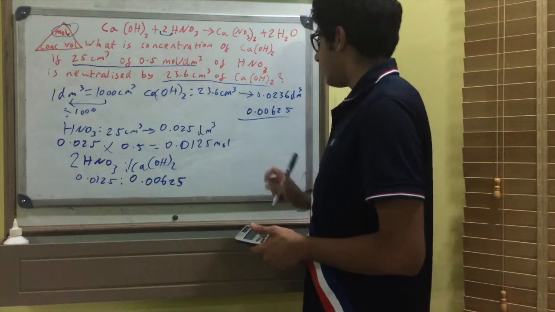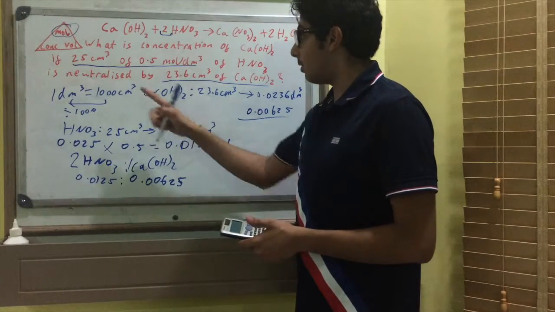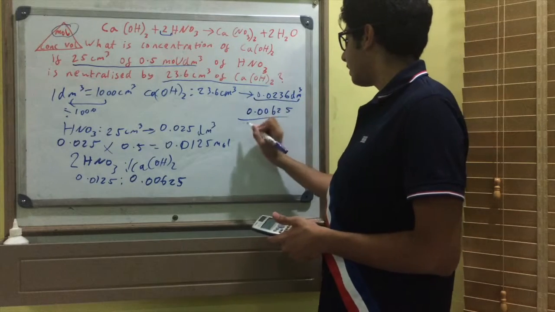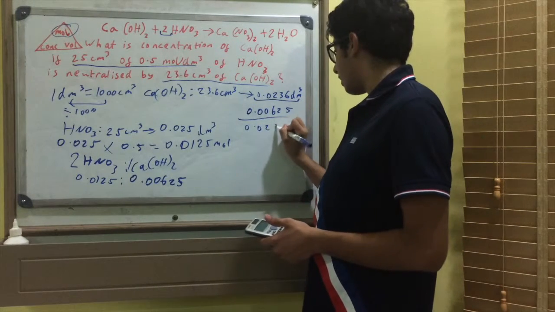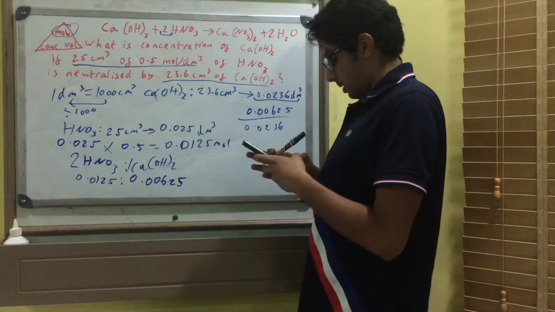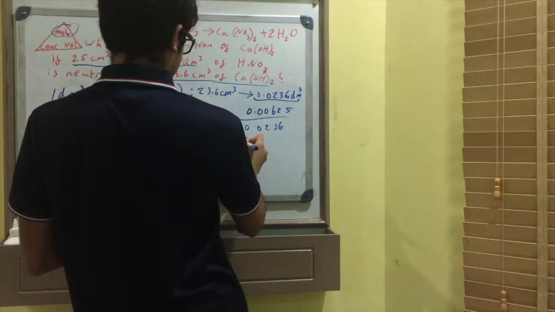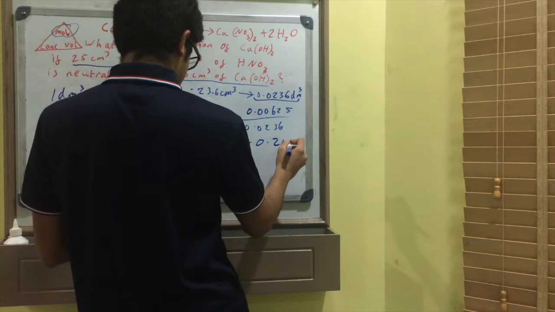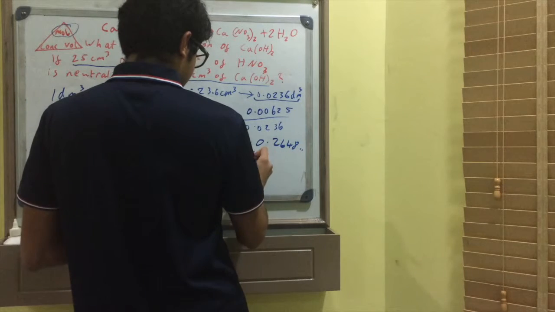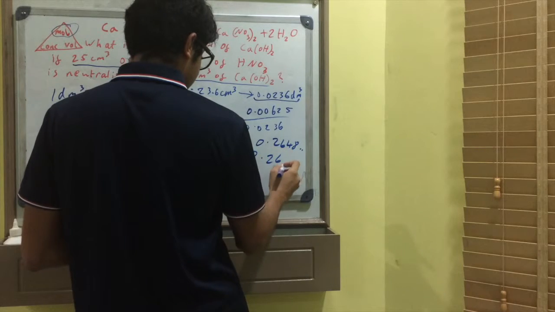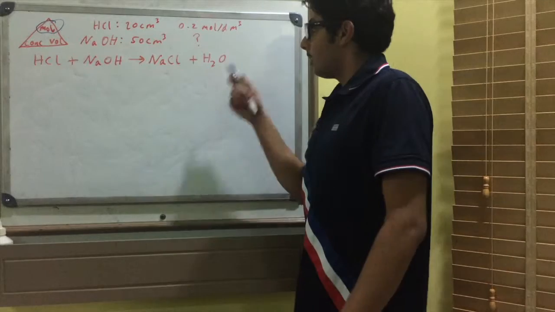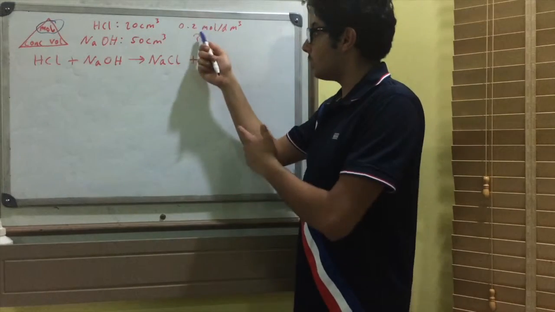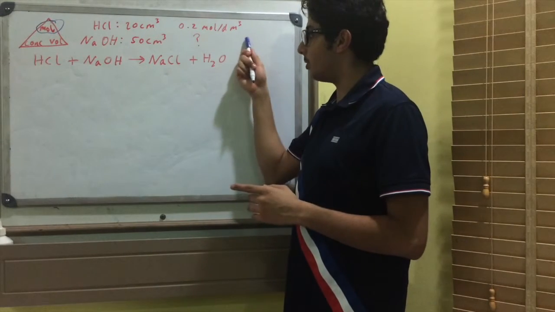0.00625 divided by the volume, which we converted to decimeters cubed over here, 0.0236, and that's going to give you 0.2648 and so on. Leave it to 2 decimal places, 0.26. Okay, so we have 20 centimeters cubed of hydrochloric acid, and its concentration is 0.2 moles per decimeter cubed.